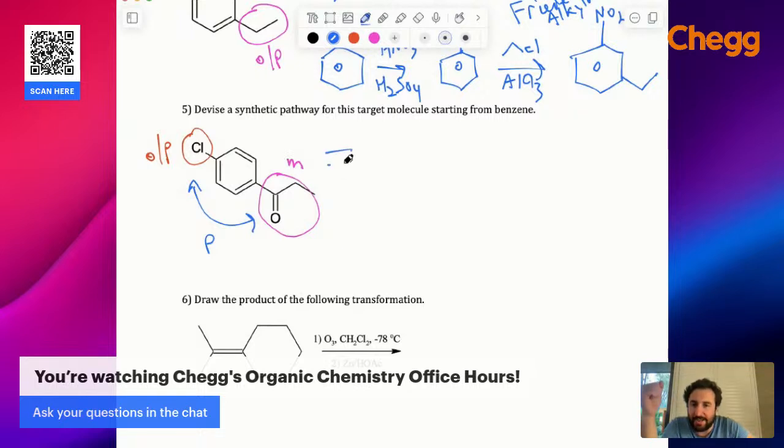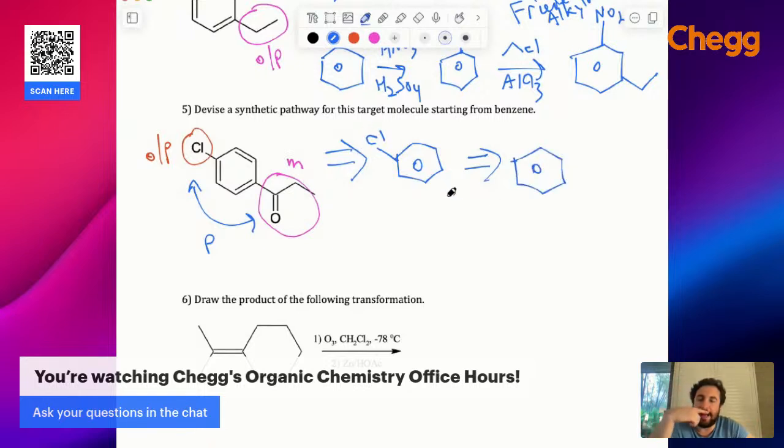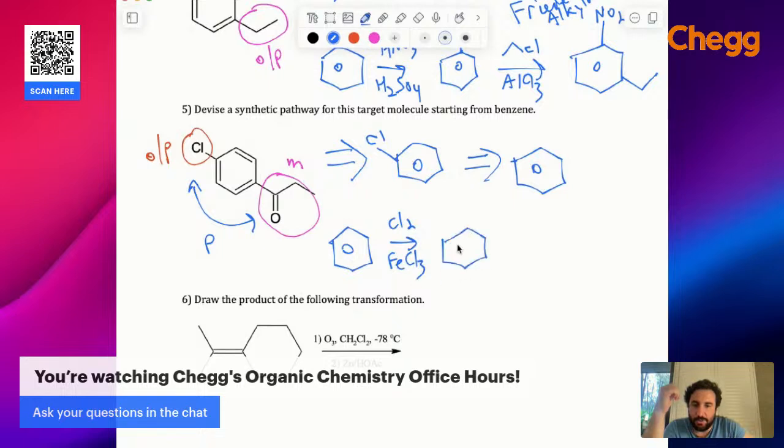So we're going to go back in time with our retrosynthetic arrow to here and then to benzene. It's not going to go back in time with this group on there, because that would not give us the regiochemistry that we want. So now in the forward direction, we go from benzene to chlorobenzene. That's very easy. We're just going to do Cl2 and iron trichloride catalyst. That will give us the chloro group there.